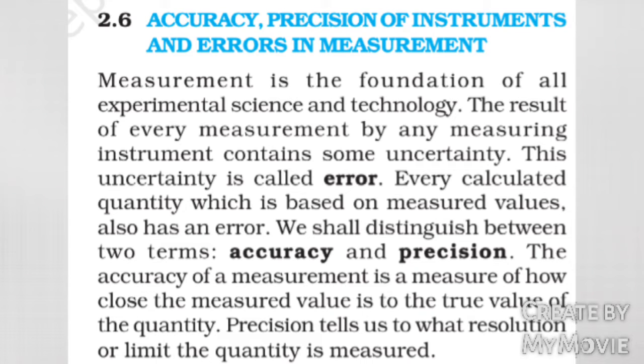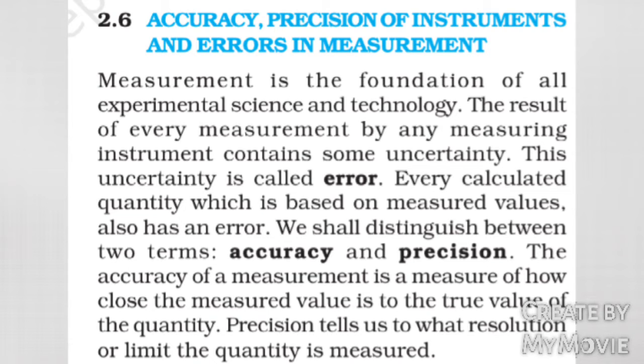Accuracy, precision of instruments, and errors in measurement. Measurement is the foundation of all experimental science and technology. The result of every measurement by any measuring instrument contains some uncertainty. This uncertainty is called error. Every calculated quantity which is based on measured values also has an error.